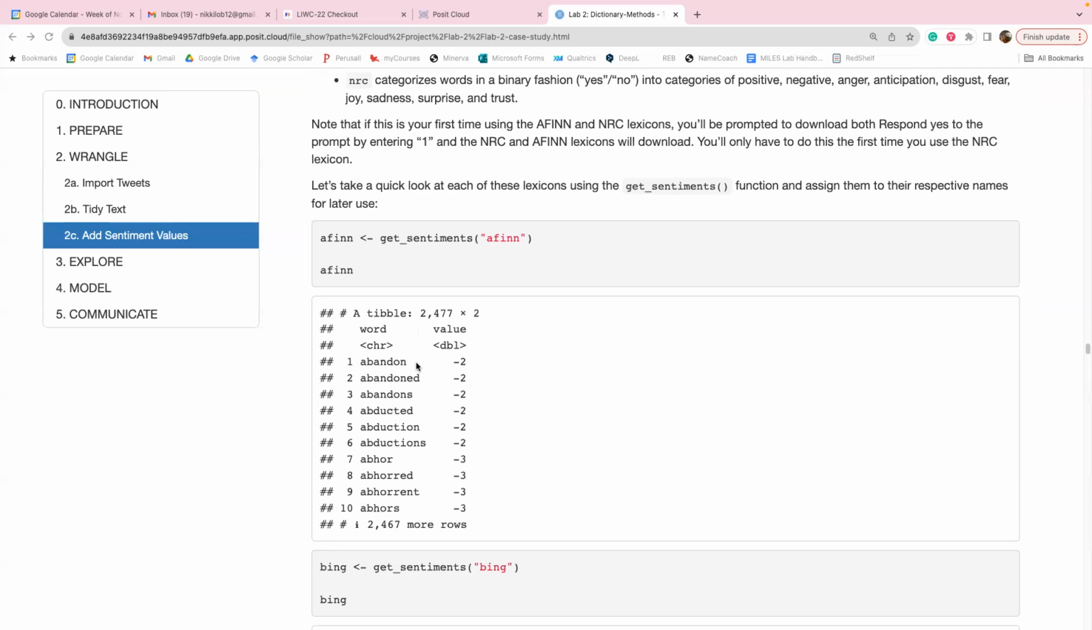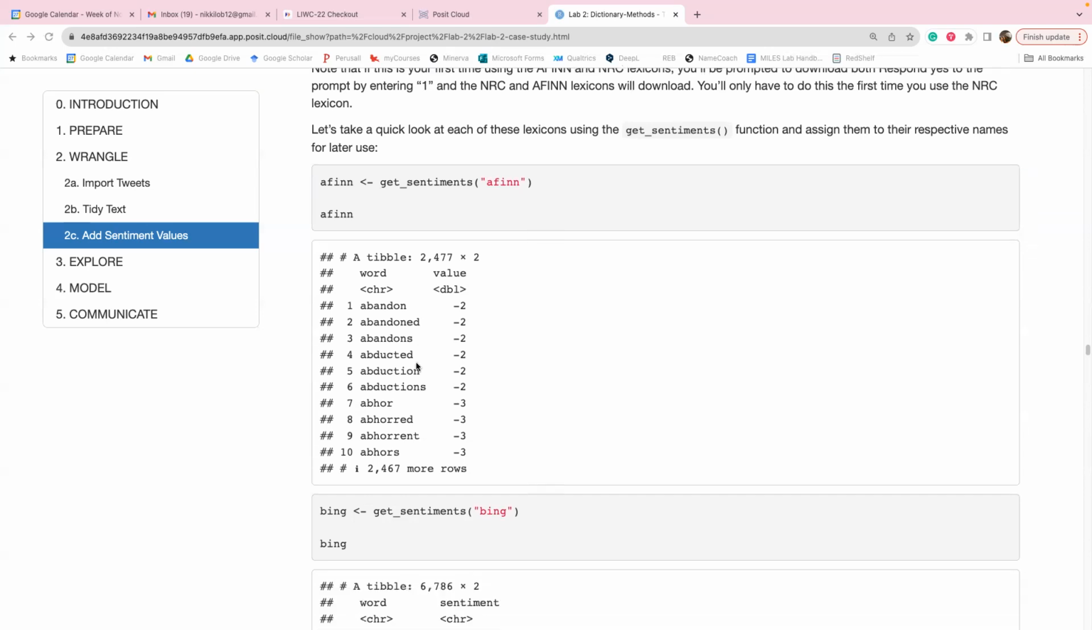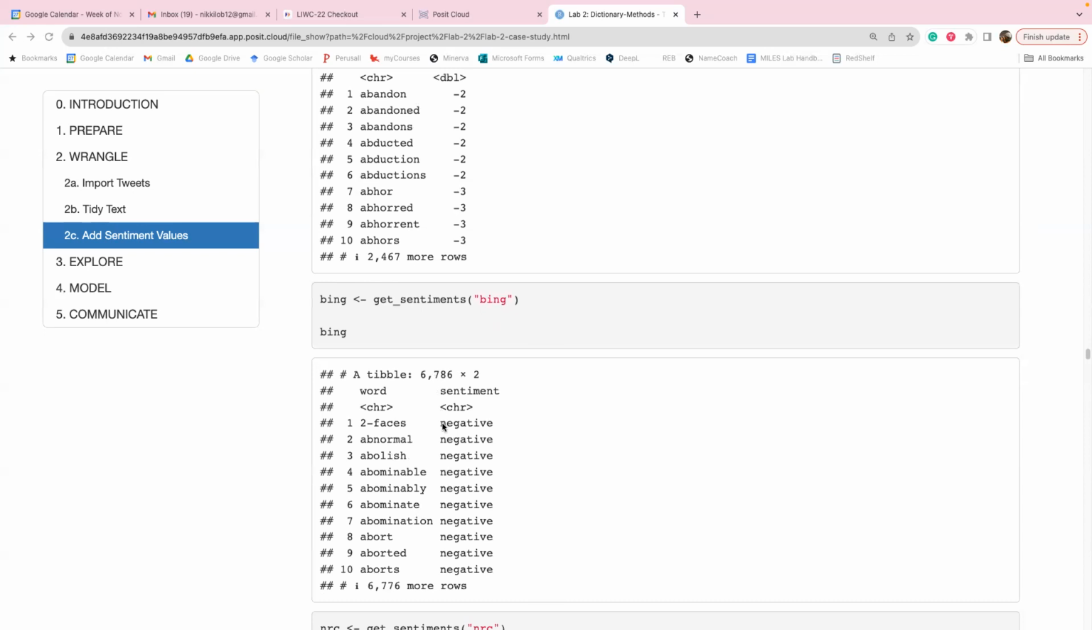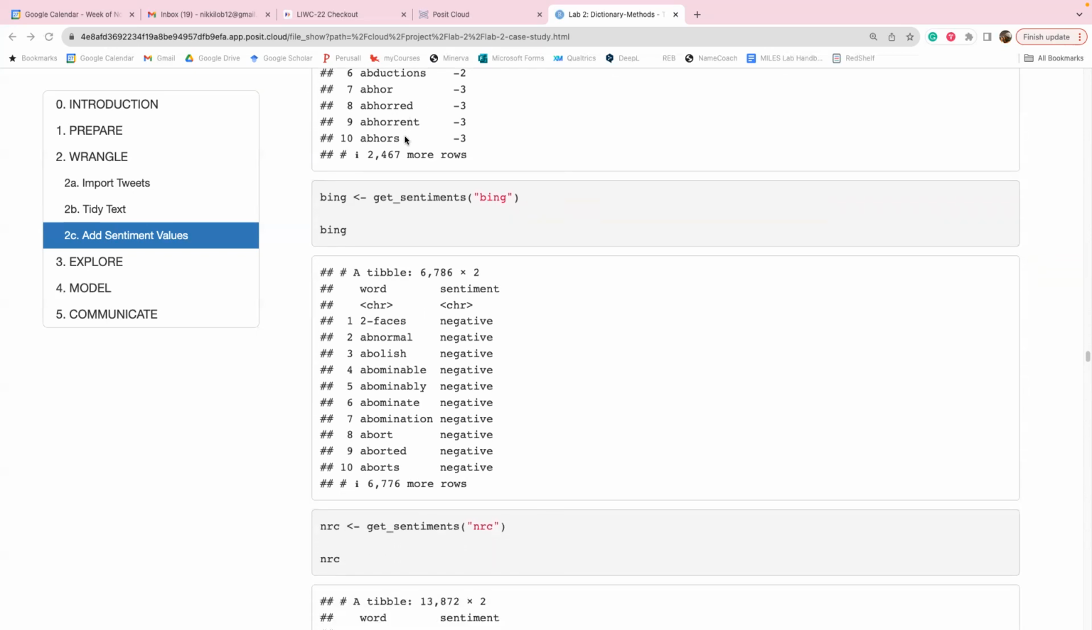Abhorrent is slightly more negative, right? Because abandon versus abhorrent, I would have thought it was even higher than that. Whereas being, again, just as negative or positive. So you can see, let me see if there's any overlap. Aborted would become lower. So some words that show up in Bing do not show up in AFINN, because they're two completely different dictionaries created by different people, validated on different studies. So something to also think about.